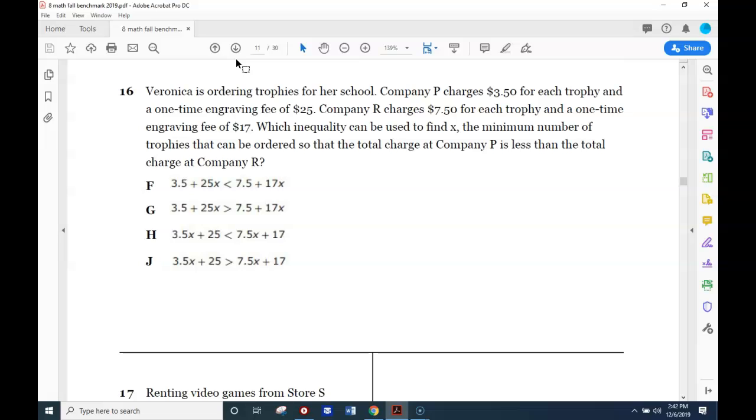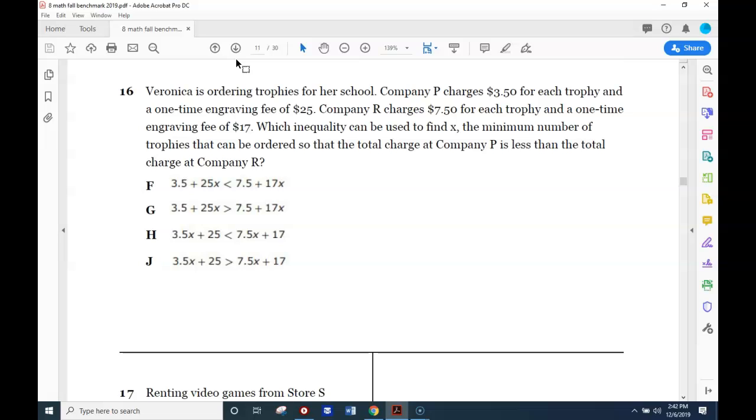Number 16. Veronica is ordering trophies for her school. Company P charges $3.50 for each trophy and a one-time engraving fee of $25. Company R charges $7.50 for each trophy and a one-time engraving fee of $17. Which inequality can be used to find x, the minimum number of trophies that can be ordered so that the total charge at Company P is less than the total charge of Company R?